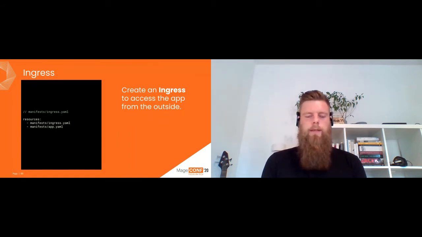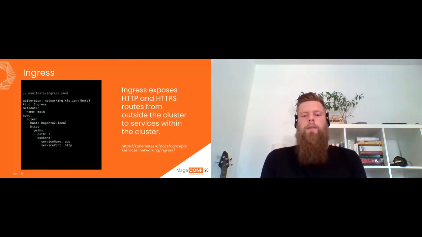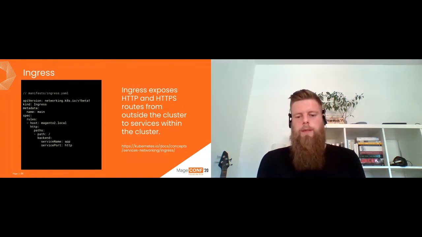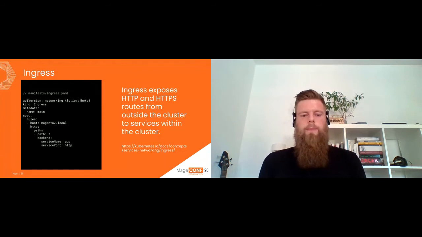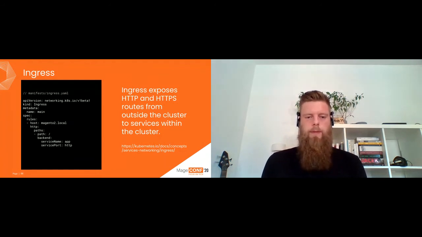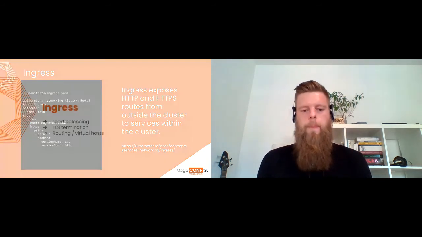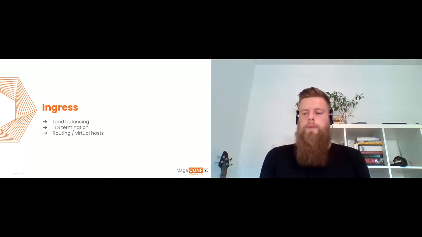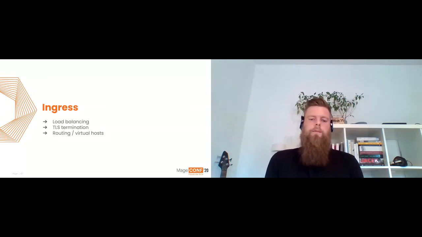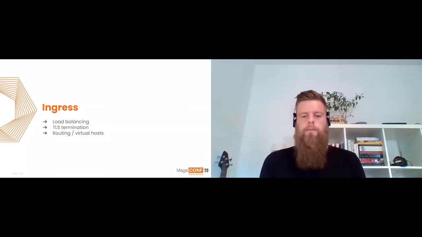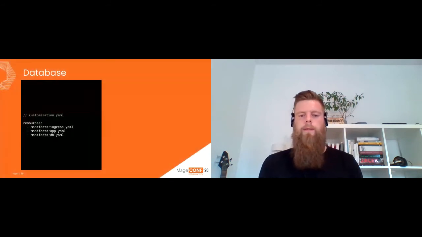Right, next we need to enable the internet to access our application. For that, we use an ingress. So an ingress exposes HTTPS endpoints to services within the cluster. This is the whole ingress manifest that we're going to use for now. Just bear in mind that this is used for load balancing, TLS termination, routing virtual hosts. So it's very similar to a regular reverse proxy you might have on the server.